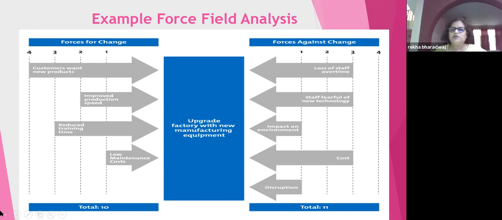And what are the forces against? Loss of staff over time. This is a very big resistance. So they will deliberately not do the work during working hours and keep it pending for days when they are not working, so that they are called in on overtime. And if you are going to upgrade with new manufacturing technology, it means that their overtime is going to get reduced.